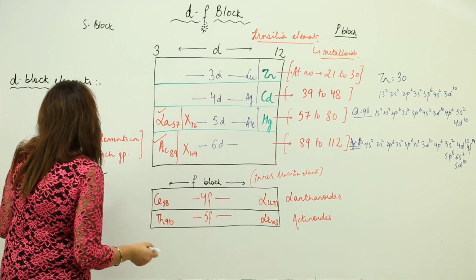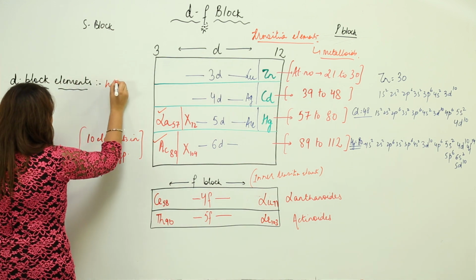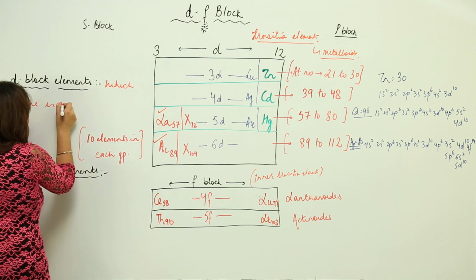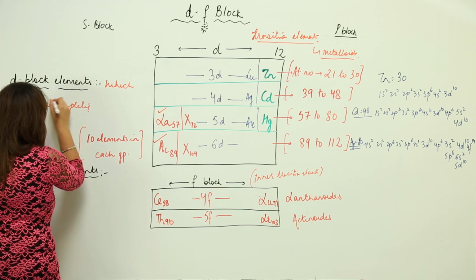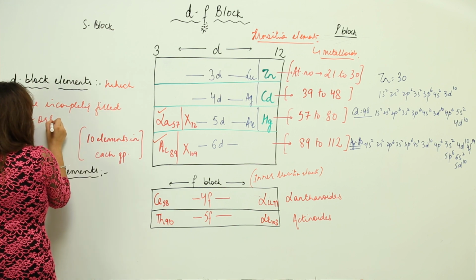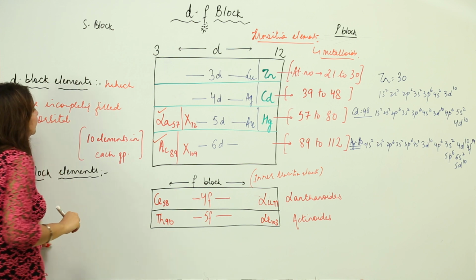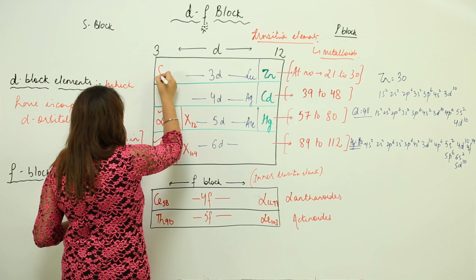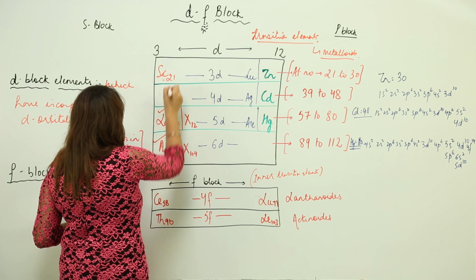So the d block elements are those which have an incompletely filled d orbital. Like I have scandium here, atomic number 21.